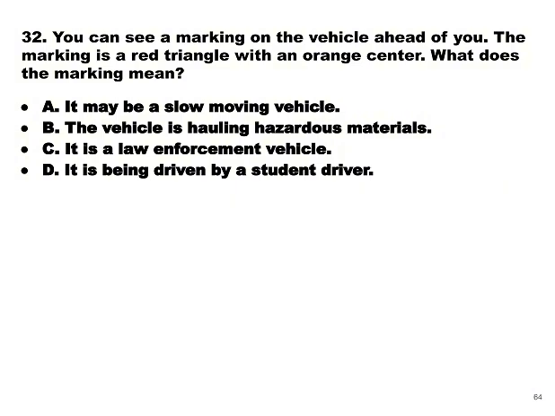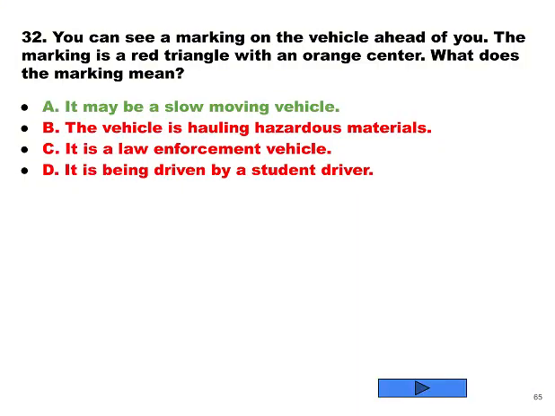You can see a marking on the vehicle ahead of you. The marking is a red triangle with an orange center. What does that marking mean? A. It may be a slow-moving vehicle. B. The vehicle is hauling hazardous materials. C. It is a law enforcement vehicle. Or D. It is being driven by a student driver. The answer is A. It may be a slow-moving vehicle.